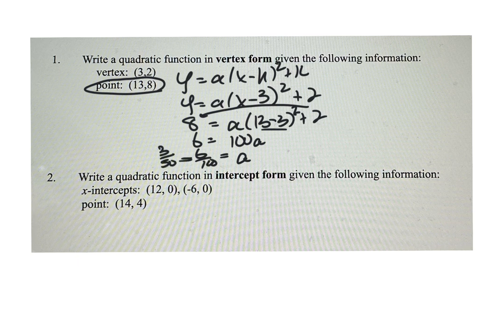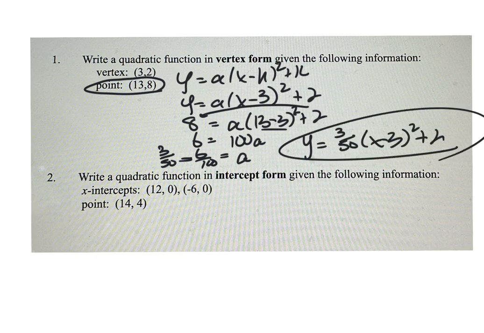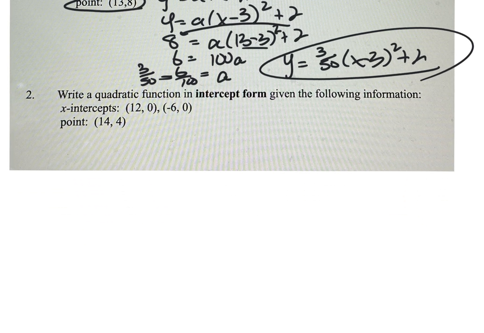There's my a. Now your answer is the equation. So I'm going to write y is 3/50 (x minus 3) squared plus 2. There's your vertex right there. All right, number 2 says write in intercept form. They're telling you the intercepts, which is awesome.